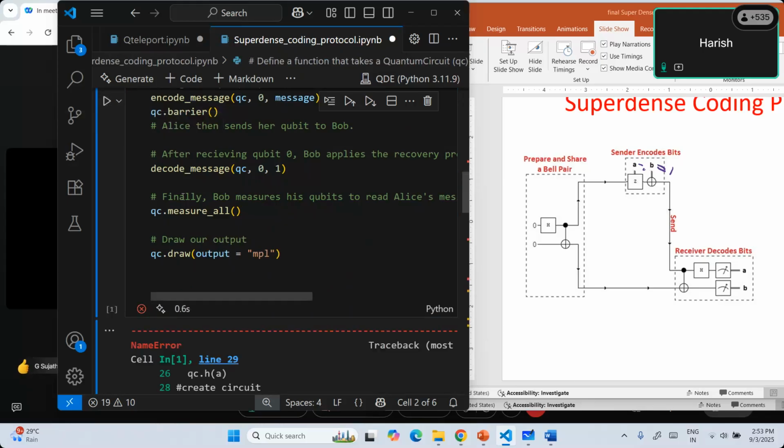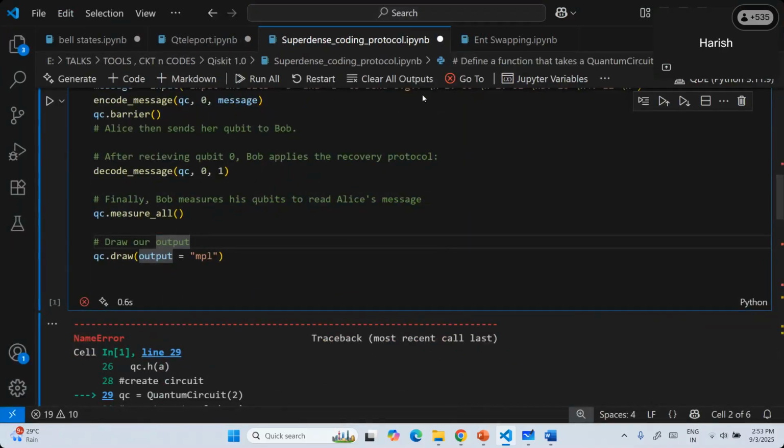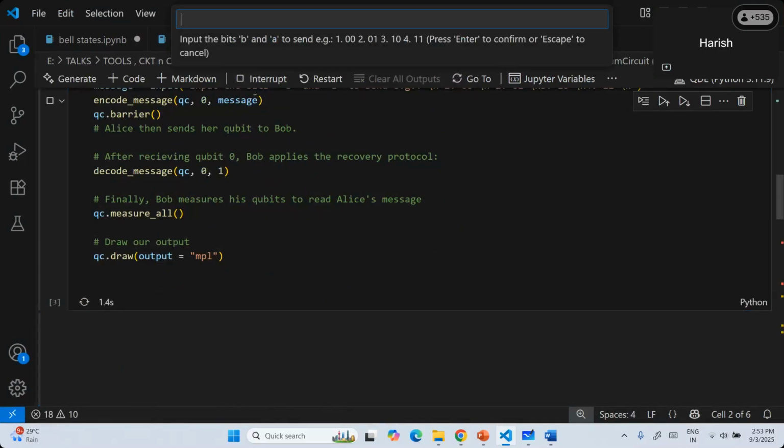So we are running it. Just a second. The program is asking to supply bit values B and A. Suppose my B is 1 and A is 0, so I input 1 0. As we know, A is 0, so the Z gate will not be applied. Since B is 1, only the X gate will be applied.